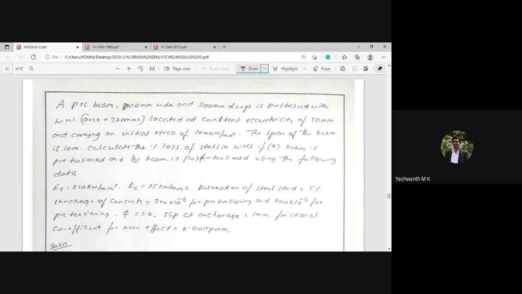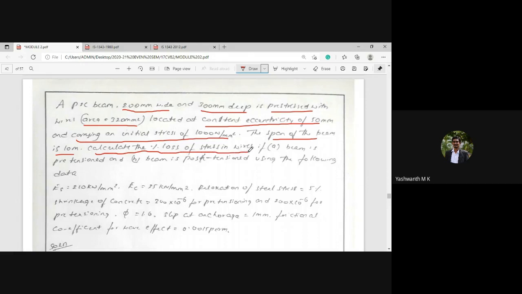A pre-stressed concrete beam 200 mm wide and 300 mm deep is pre-stressed with wires of area 320 millimeter square, located at constant eccentricity of 50 millimeter, and carries an initial stress of 1000 Newton per millimeter square. The span of the beam is 10 meter. Calculate the percentage loss of stress in wires.